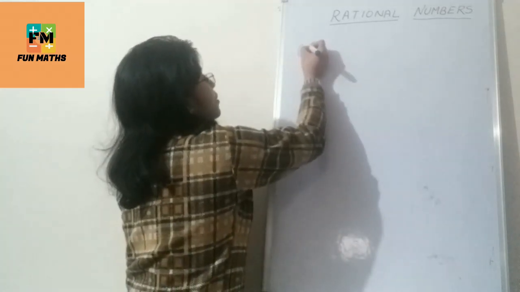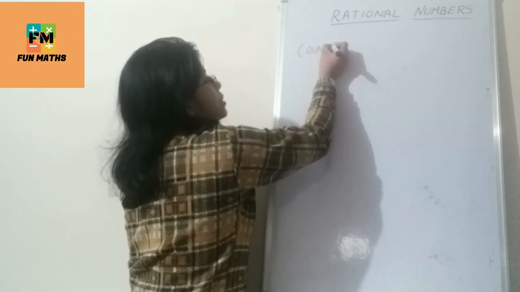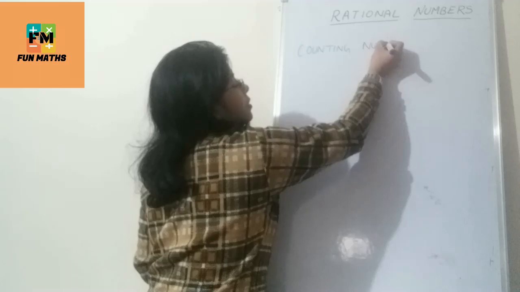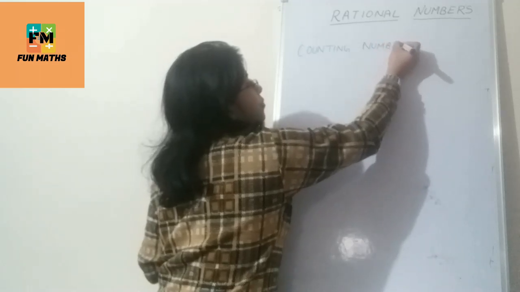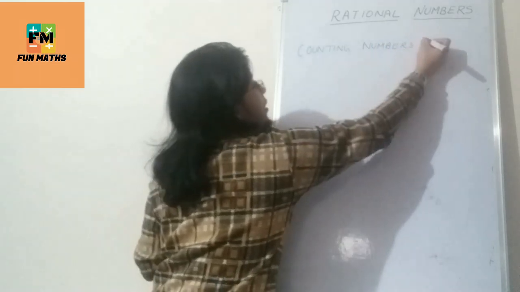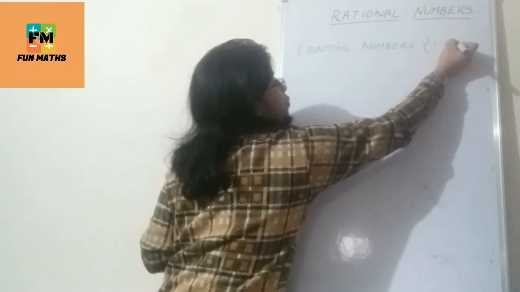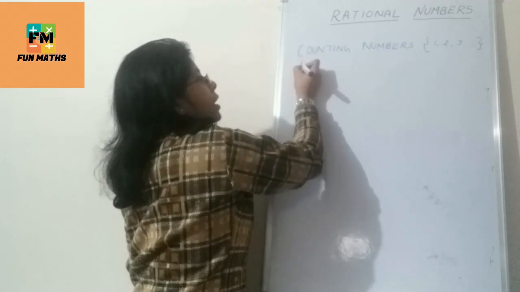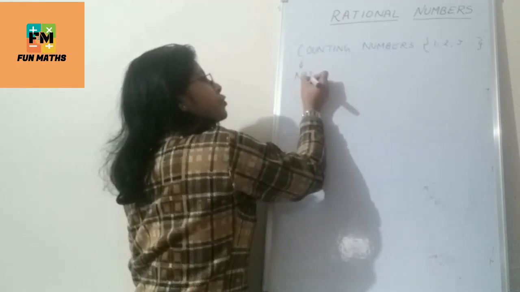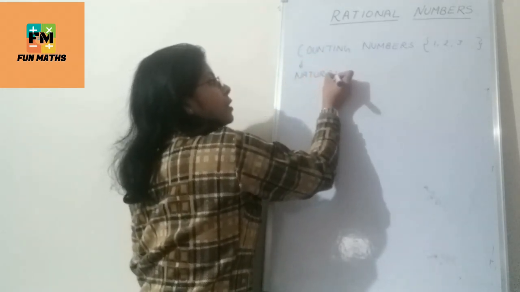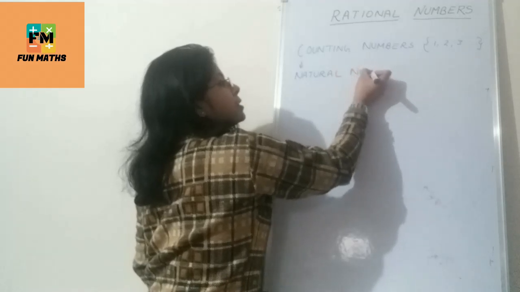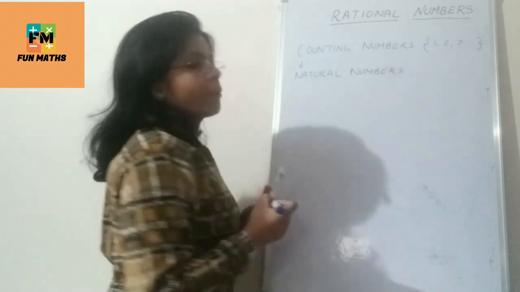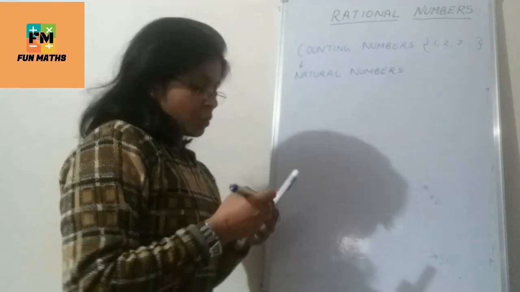right? So we can call counting numbers, which are 1, 2, 3 and so on. These numbers are also known as natural numbers, right? Because we got these numbers from nature. We are counting with the help of these numbers, so we call them natural numbers, right?